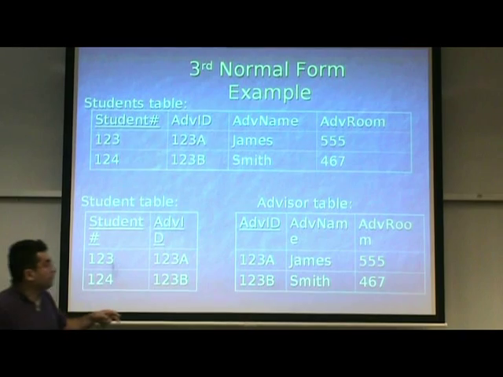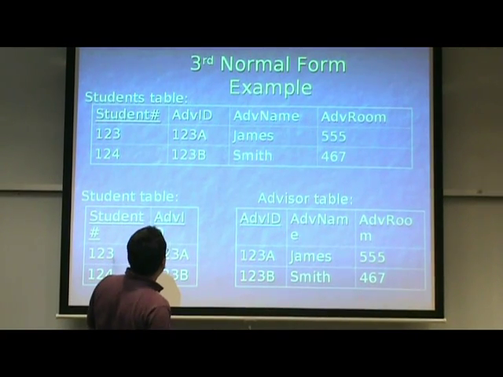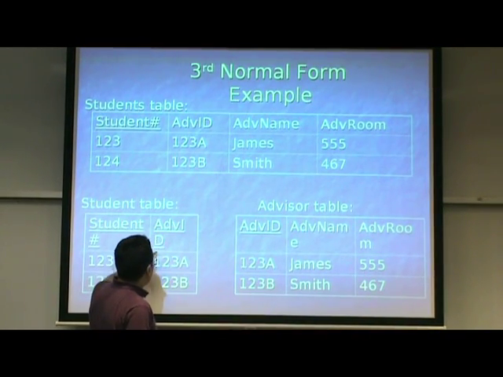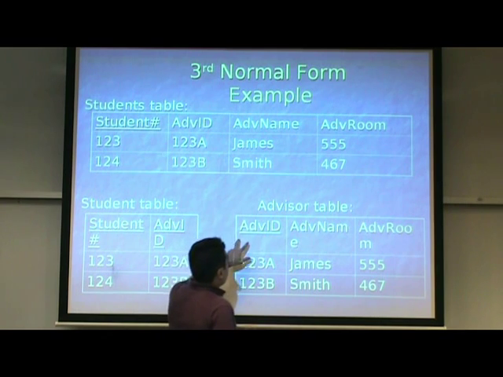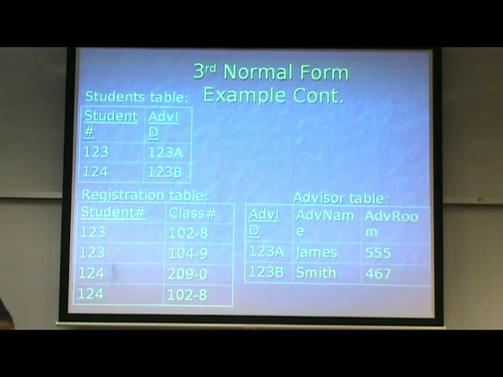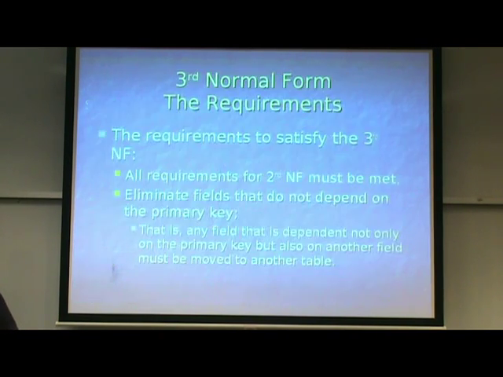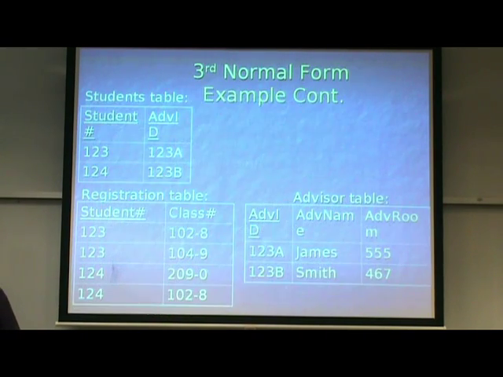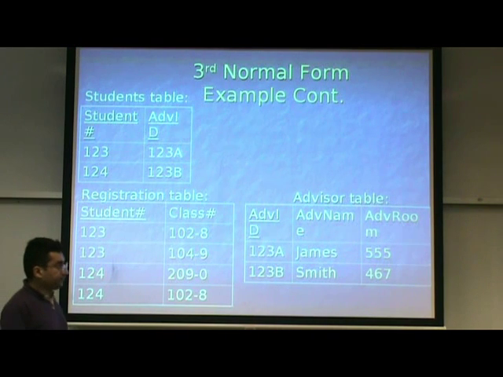One is the student table, which has the student number and advisor number. One is the advisor table, which has advisor number and corresponding information. Again, we have the registration table that we had before. Therefore, after doing the third normal form, instead of two tables, we'll have three tables: the student table, advisor table, and registration table.